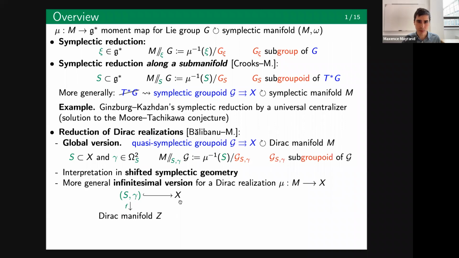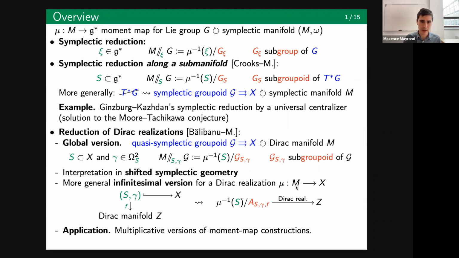So we have S, a submanifold of X with a 2-form, and a map to a Dirac manifold, and under various compatibility conditions and non-degeneracy assumptions, we get a new Dirac realization, a Z-valued moment map for Z a Dirac manifold, as a quotient of this Dirac realization. One of the applications is to get multiplicative versions of some moment map constructions. One of them is a multiplicative version of the Moore-Tachikawa TQFT, and other things like a notion of quasi-Hamiltonian reduction by subgroups and things like that.